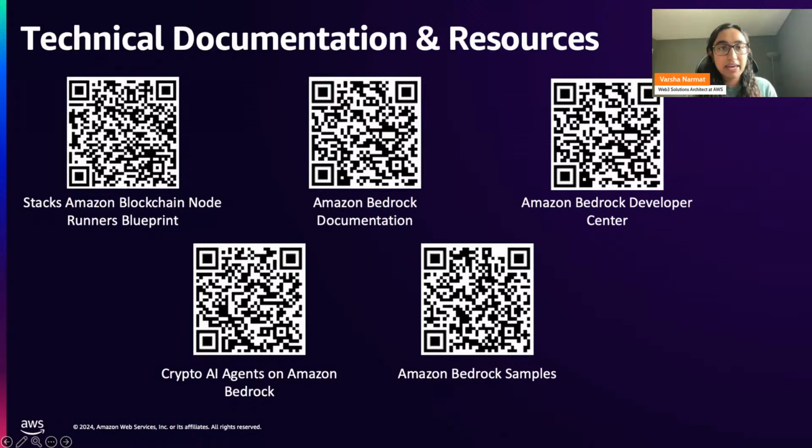This is a page with a whole bunch of QR codes to our documentation. The first one is our Stacks Amazon blockchain node runners blueprint. And then we have several documentation links to Bedrock documentation. And then at the bottom, we have 2 GitHub repos, one with an example of a crypto AI agent built on Bedrock, and then the other link is to a whole bunch of Bedrock samples. That way it can help you get started with creating your solution.